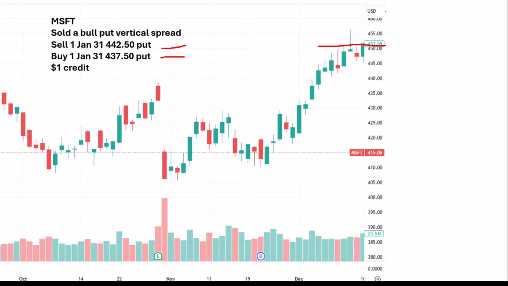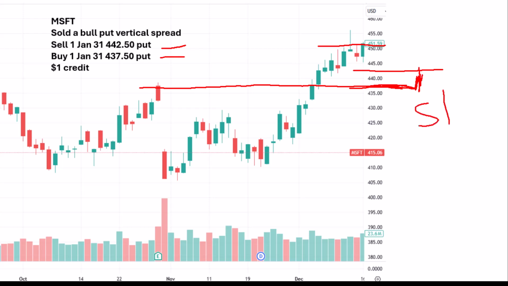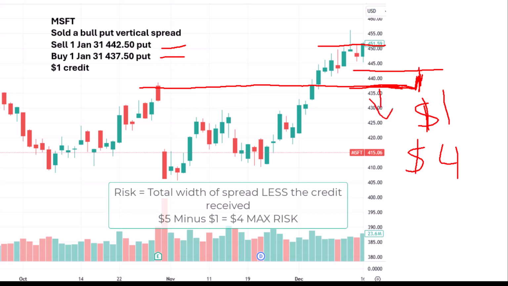But the idea is that he sort of looked out and he said, this previous top here was around 437 and a half. So I'm going to sell the 442 and a half, buy the 437 and a half, and try to capture this sort of credit in here, which was $1 for that, which leaves you with risk of $4. So you can make $1 and lose $4 if it moves down below that lower strike, 437 and a half. Now, if it stays up around here or anywhere higher, then you're going to collect that full $1.